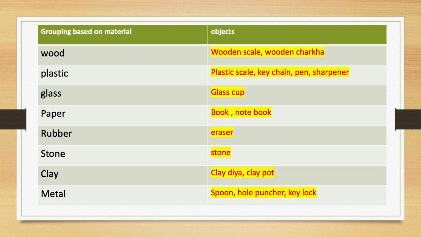See this table. Here grouping is done based on material. First one is wood. Wooden scale, wooden charkha. These items are made up of wood. Then plastic. We have plastic scale, keychain, pen, sharpener, etc. Then glass. There is a glass cup. Then paper, book, notebook, rubber, eraser. Then stone, stone is there. Then clay, clay diya, clay pot. Then metal, spoon, hole puncher, key lock. These items are made up of metal.